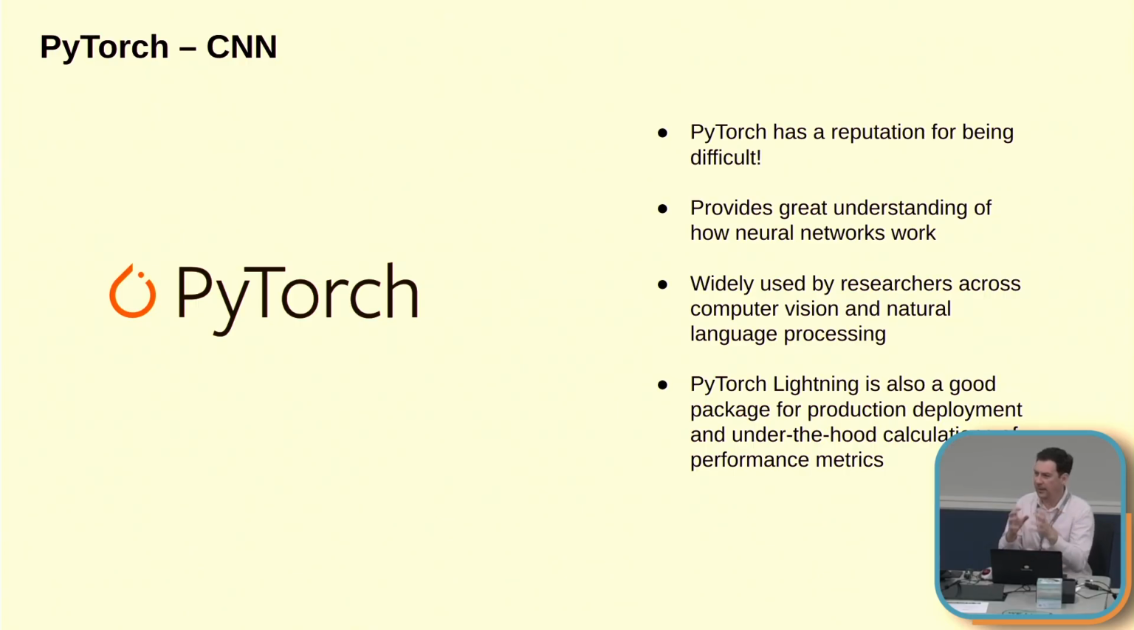PyTorch gives you a really hands-on understanding of what's going on in a CNN. PyTorch Lightning is a fairly recent attempt, I think, to make PyTorch even more accessible. It has some of the built-in classification metrics within the Lightning framework. I definitely recommend trying that out.